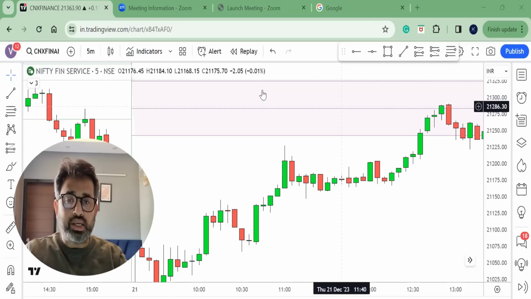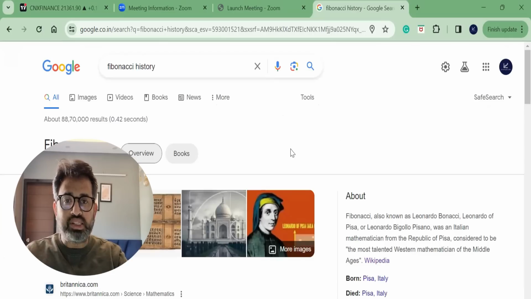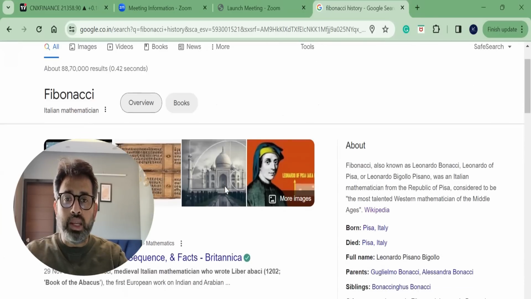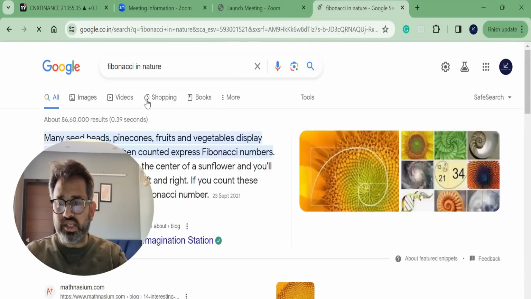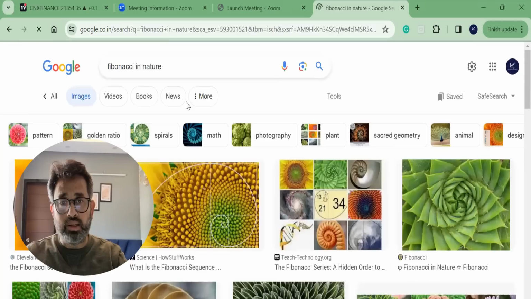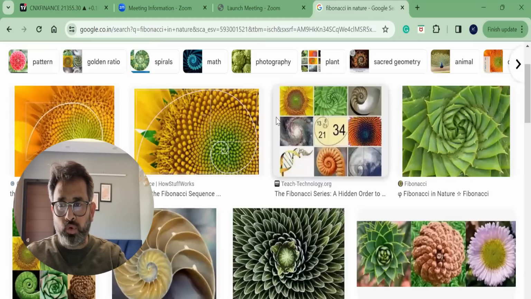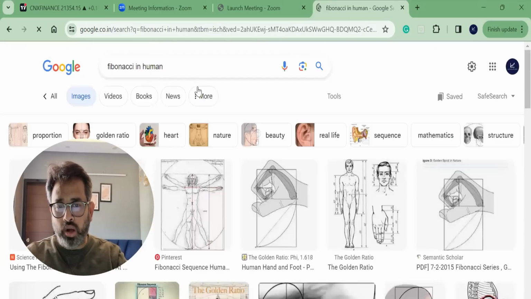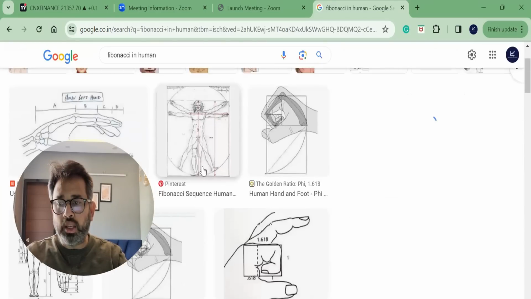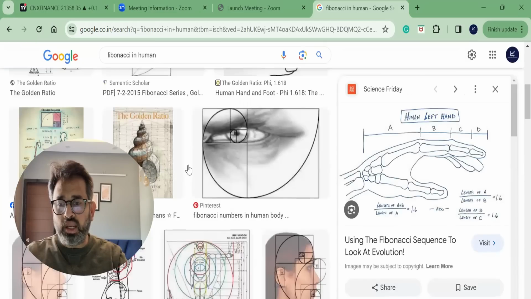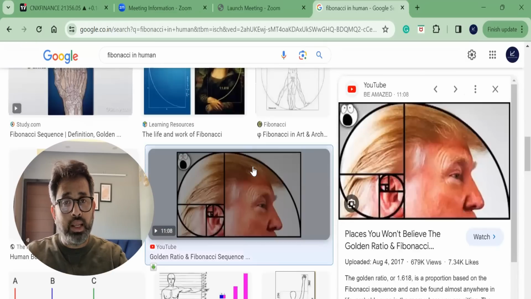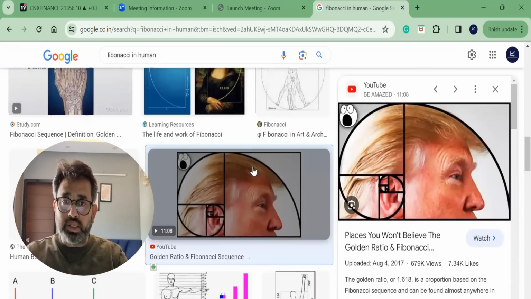So first, let us discuss what Fibonacci numbers are. Fibonacci was first invented by an Italian mathematician many years back. It says that Fibonacci is found everywhere in nature. Whether you take flowers, fruits, the human body, human hands, or even the human face, everywhere there are Fibonacci ratios.